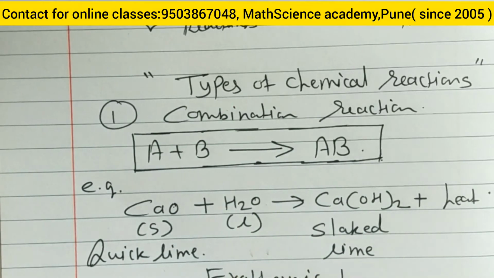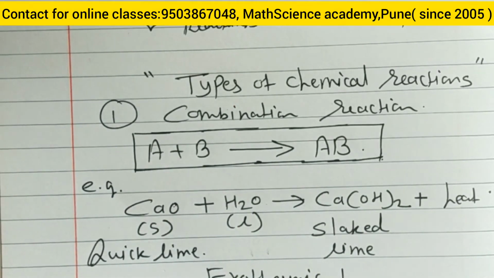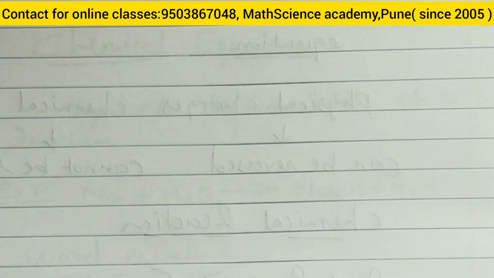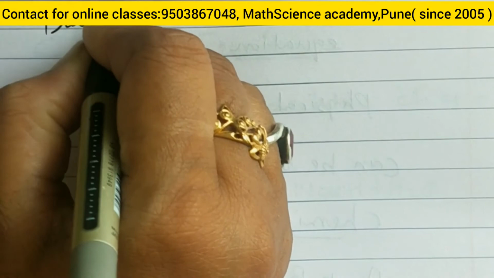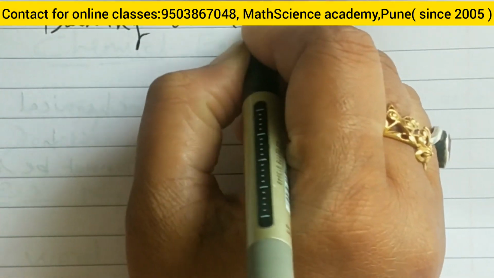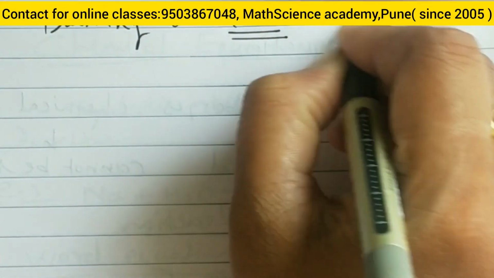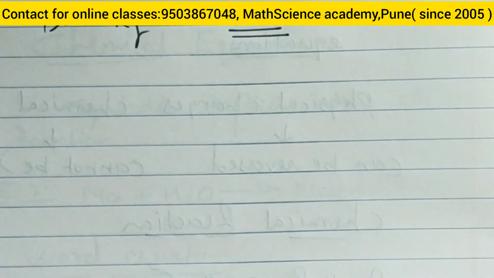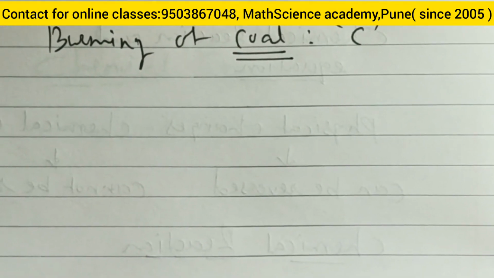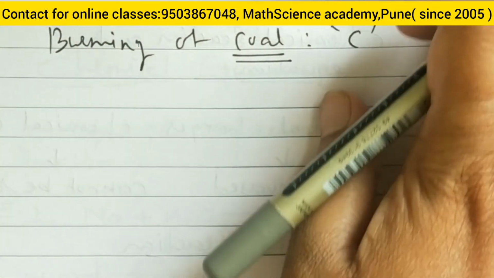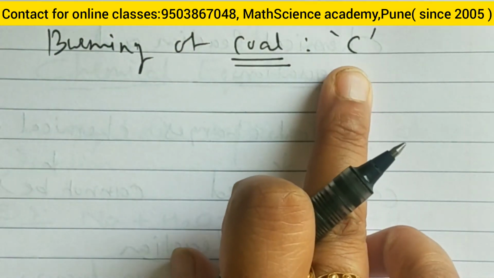One more equation I want to explain to you is the burning of coal. Let's see. As we are learning about burning of coal, I'll just write it here. We know coal is made up of carbon. I'm going to repeat it again: as we are discussing burning of coal, we know the coal is made up of carbon.